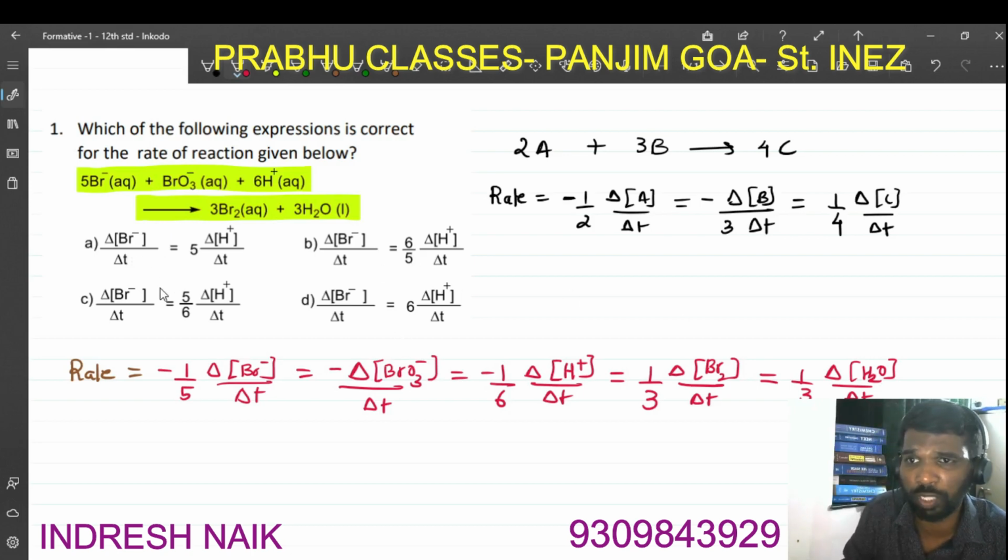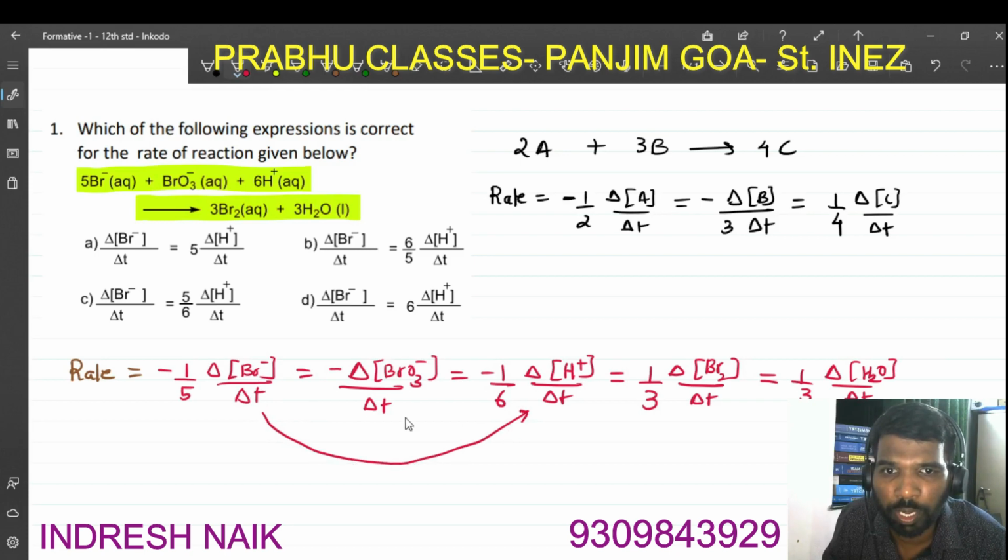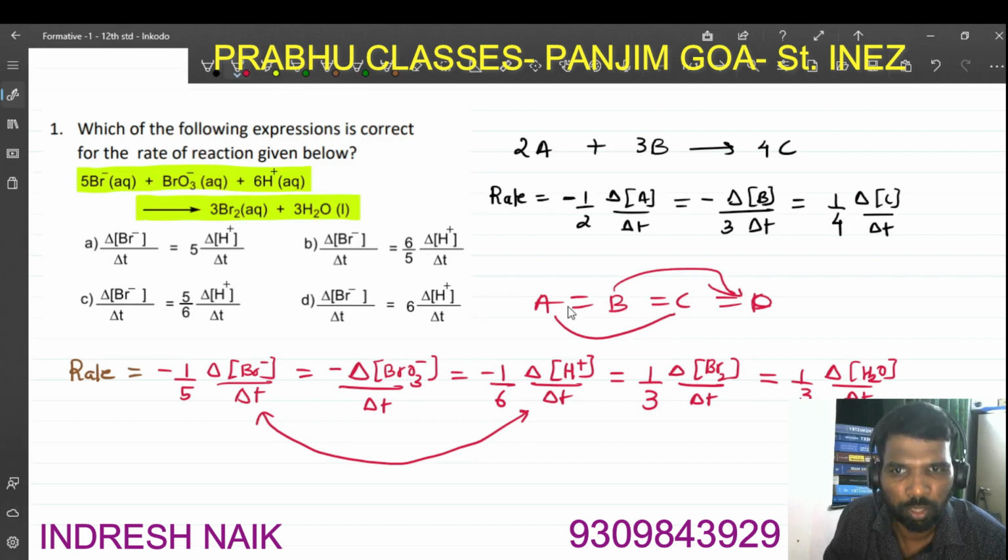In the options, if you see, there are Br minus and H plus that are related. So we'll relate these two terms, Br minus and H plus. It is like writing A is equal to B, B is equal to C, C is equal to D. So I can relate any of these. A is equal to C, B is equal to D. So it is this way.